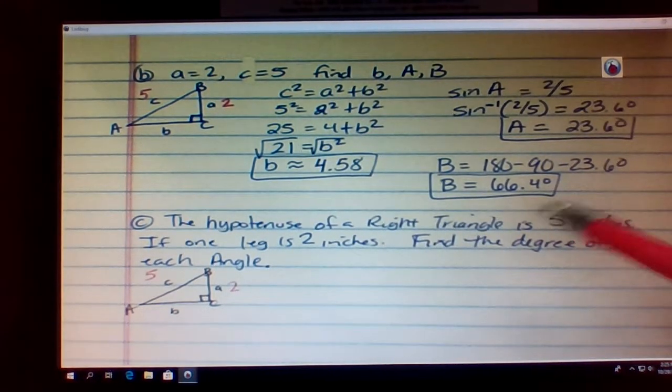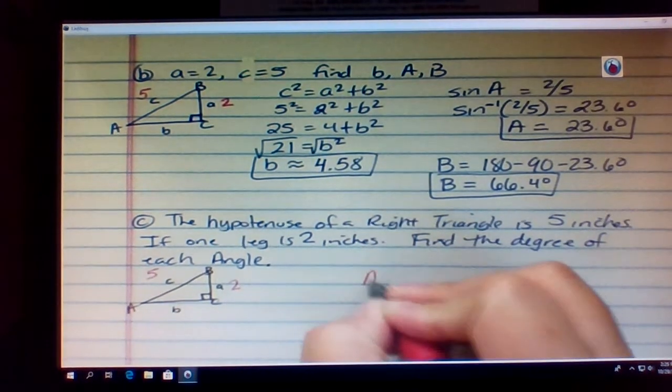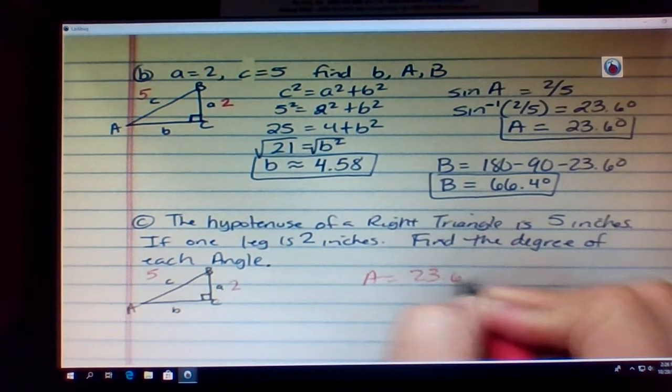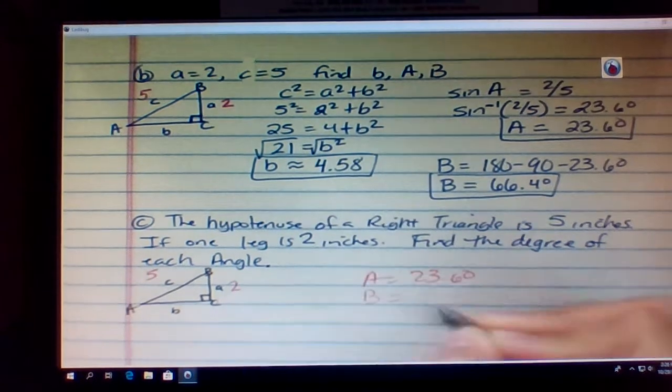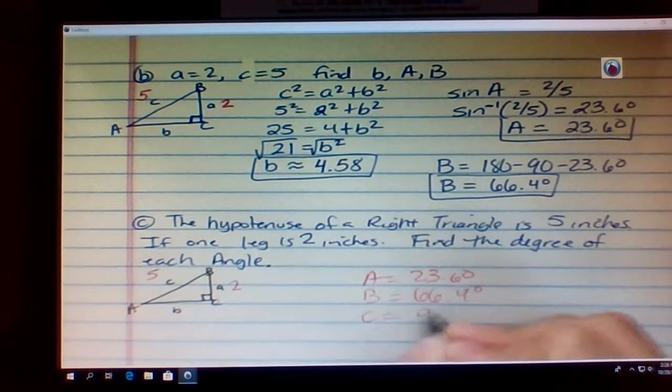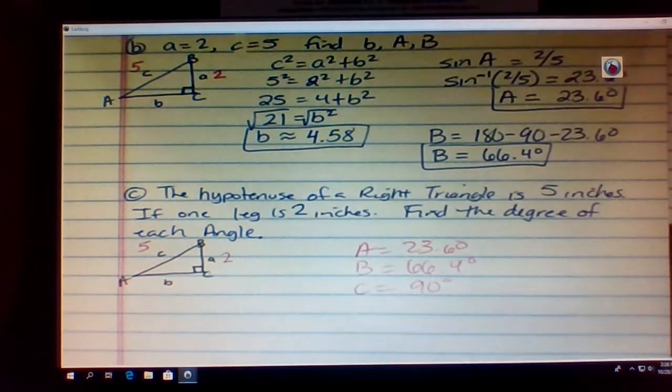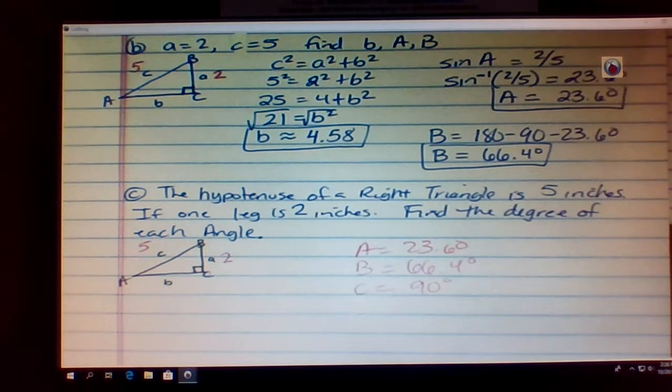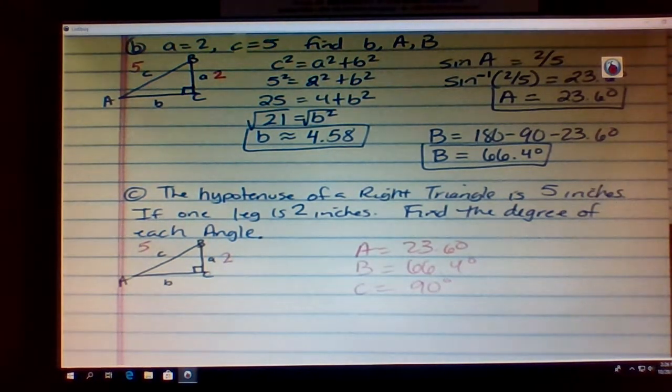So A is 23.6, B was 66.4, and if they ask for C, that one is the 90 degrees. I think it's time to take away. Let me give you another word problem. And I'm thinking that one is different.